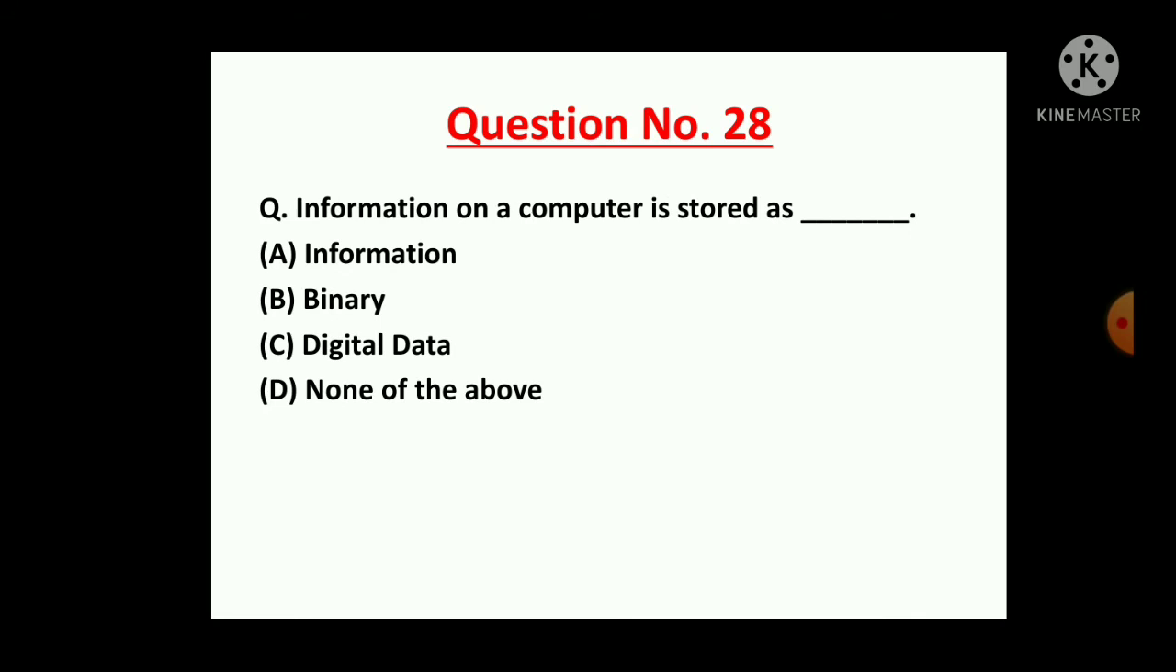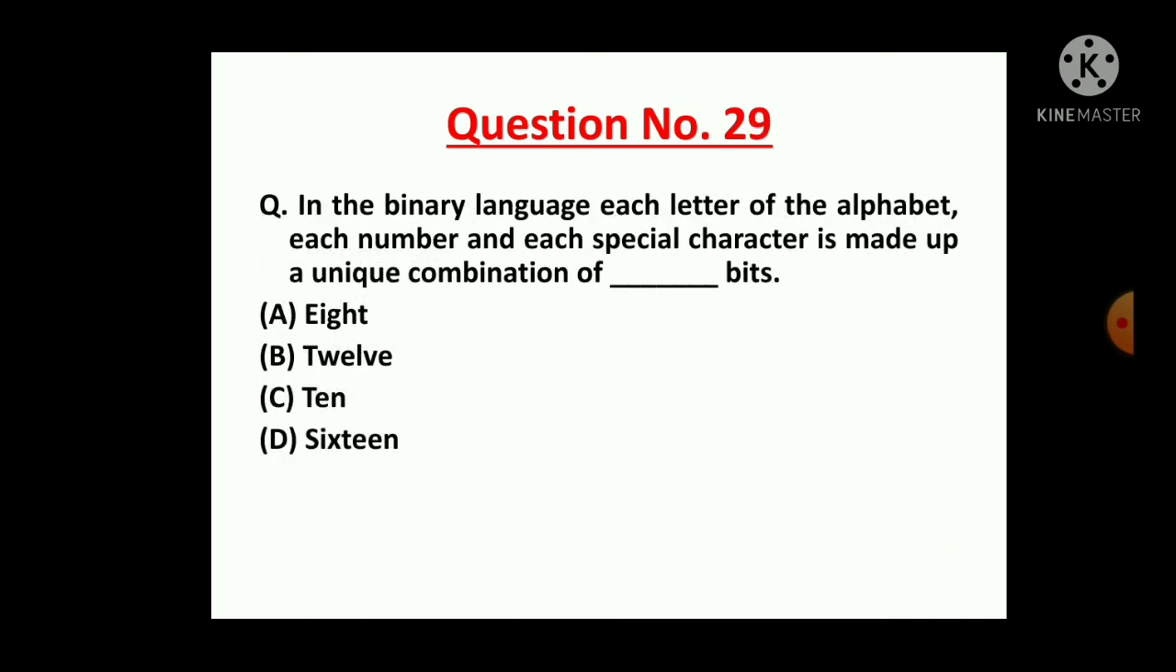सॉरी, ये थोड़ा सफल हो गया. क्वेश्चन नंबर 28 पहले आना चाहिए था. ओके, सो क्वेश्चन नंबर 28. Information on a computer is stored as information, binary, digital data, none of the above. The correct answer is digital data because we work on a digital computer and it is stored as digital data.